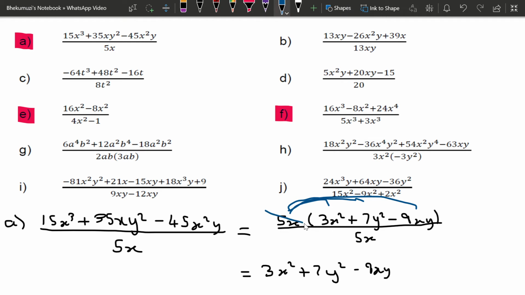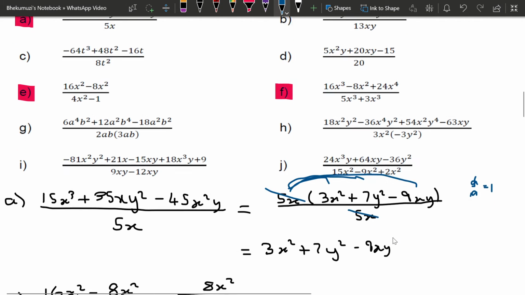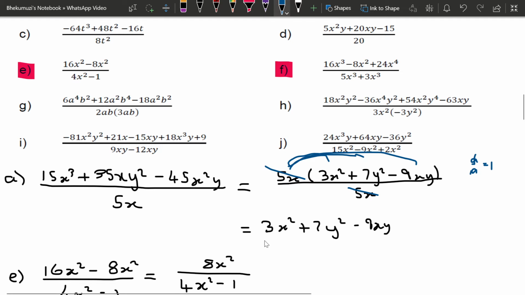So because 5x is at the top and the bottom, anything divided by itself is just 1. Therefore, you can just cancel them out. Okay, and then you're left with what is left in the brackets, which is 3x to the power 2 plus 7y squared minus 9xy, right?